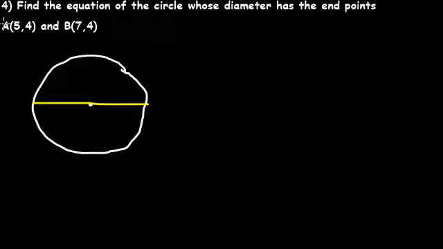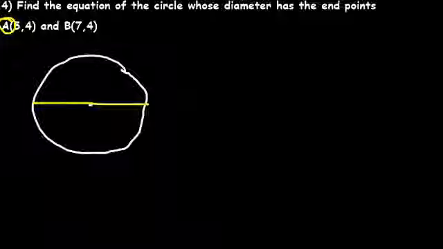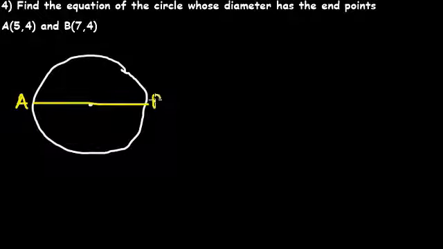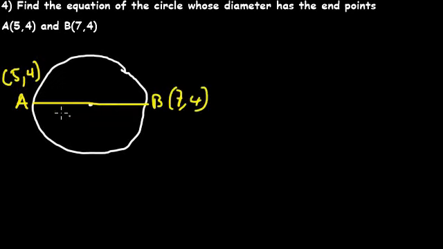Now they said the diameter has the endpoints A and B. So if this point is A and this point is B, then the coordinate of A is (5, 4) and the coordinate of B is (7, 4). How can we find the equation of this circle? Well, since we have a little knowledge of coordinate geometry, we know that when we are given the coordinates of 2 points, we can always find the coordinate of the midpoint of the line joining these 2 points. So if this diameter is joining points A and B, we can find the coordinate of the center first using the midpoint formula.